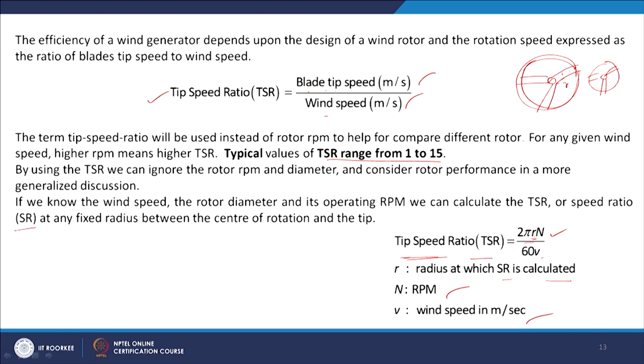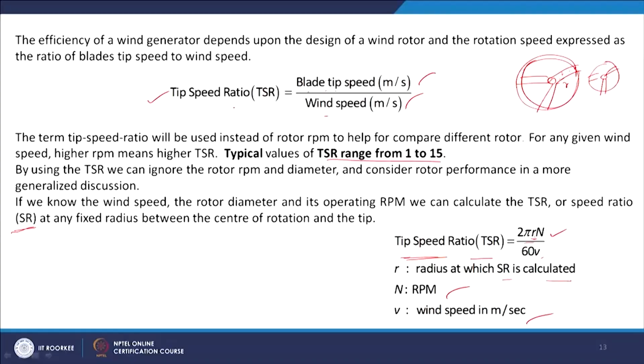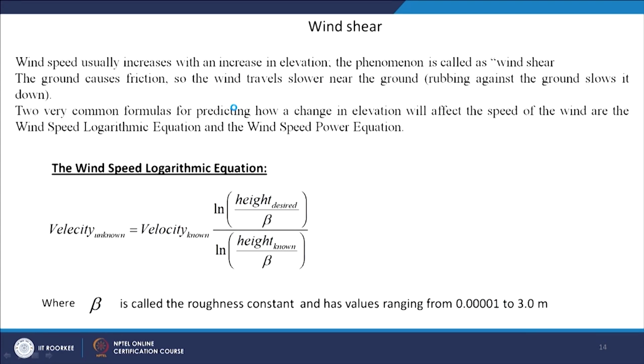Here we have a speed, and here we have a speed, because this point has to travel more distance and this point has to travel less distance. So, the speed ratio will be different for these two cases because the wind speed is fixed. That is the concept developed to determine the tip speed ratio to compare different turbine blades and machines. Next we will see the wind shear.